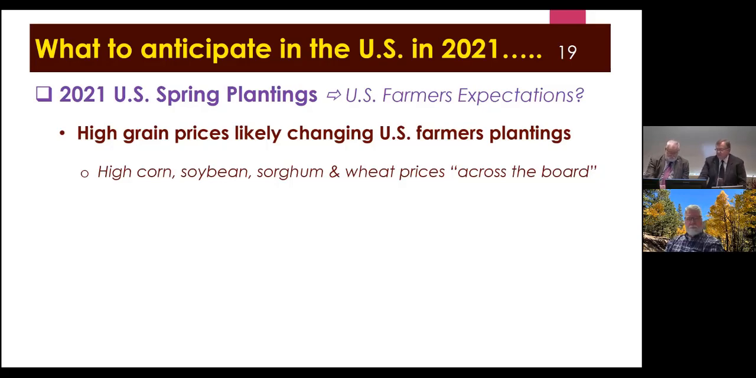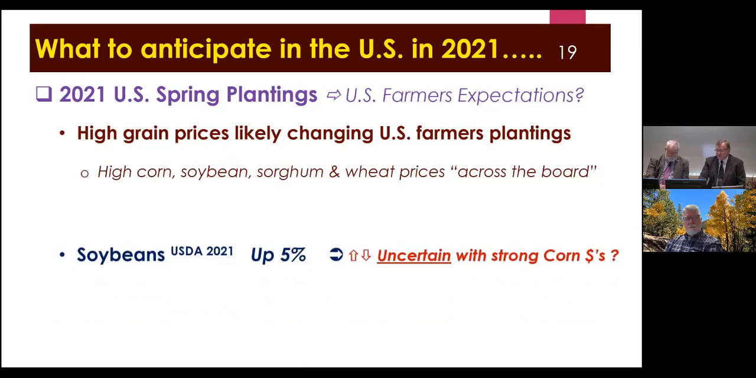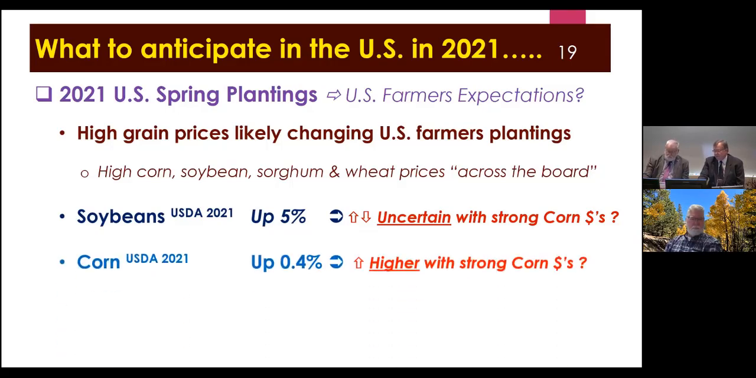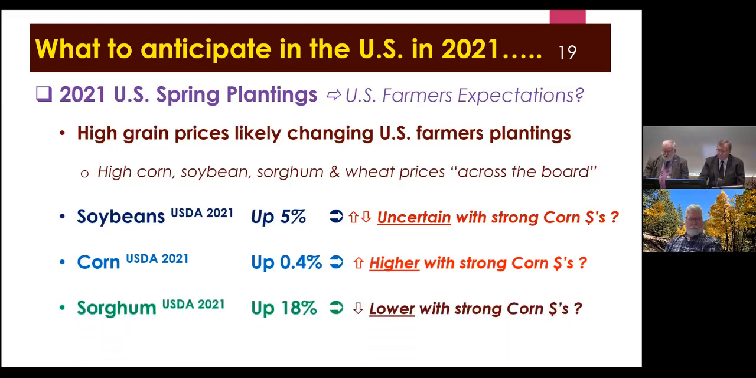With high corn, soybean, sorghum, and wheat prices across the board, it may end up changing some of these numbers USDA had put out earlier. There had been a projection of soybeans at 5%, corn up 0.4%. If there's any number I hear being discussed, it would be that corn plantings would be higher given the high corn prices. Yeah. Look, watching that corn soybean ratio over the last few weeks, it's seen a significant shift in corn's favor.